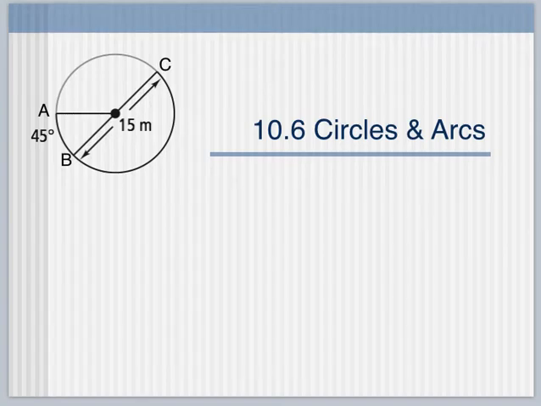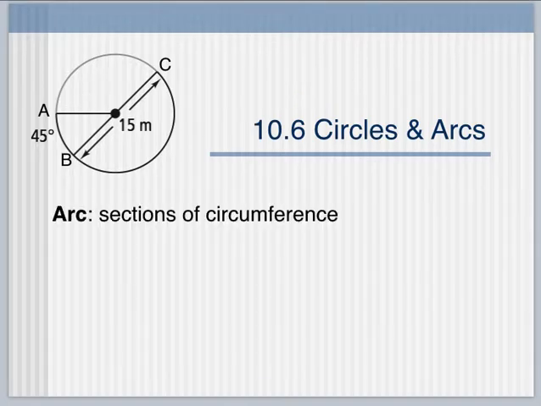Today, we're taking what you know about circles and applying it to arcs in circles. An arc is a section of circumference. So for example, this piece of the outside of the circle from A to B, that's an arc. It's a section of the circumference. So is this piece between A and C. These curved edges are called arcs.